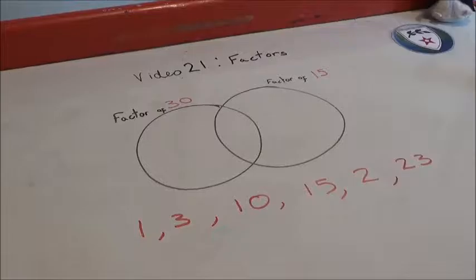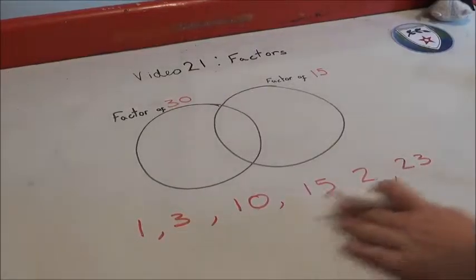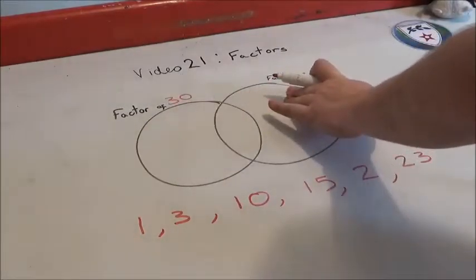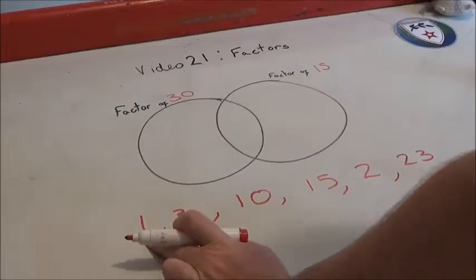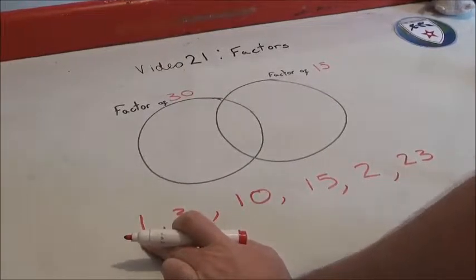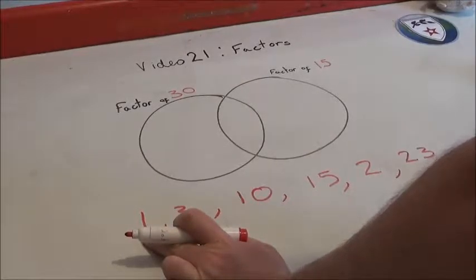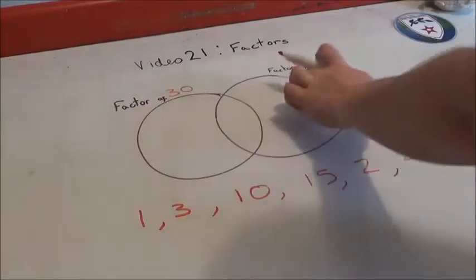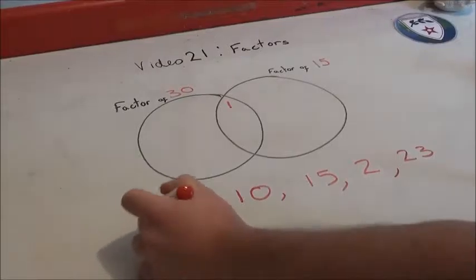Okay, let's talk about common factors. And looking very similarly to common multiples, we're using a Venn diagram to help us explain this. So here I have a plethora of numbers, and we're looking at factor of 30 and factor of 15. Let's have a look at each of these numbers. 1. Now 1's quite interesting. 1 is a factor for all numbers, because everything can be divided by 1 with no remainder left over. So my 1 is a factor of 30 and a factor of 15, so it's going to have to go in the middle of my Venn diagram.